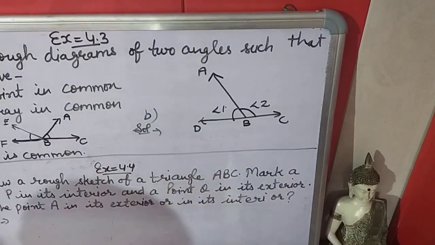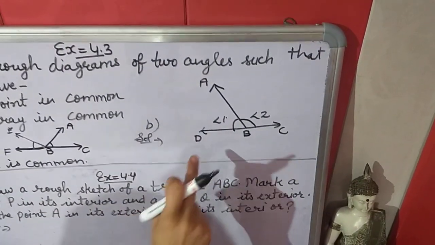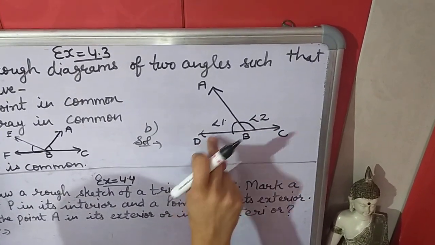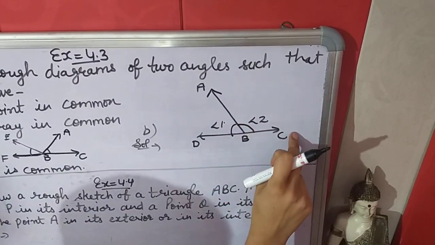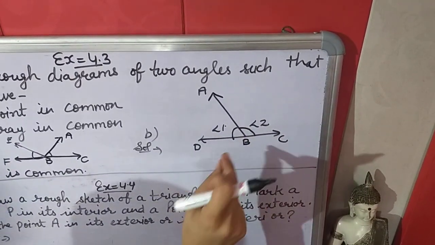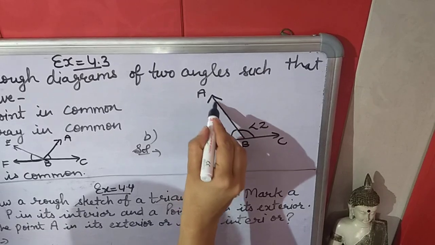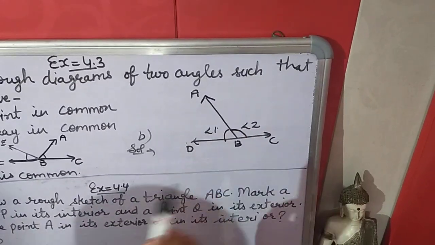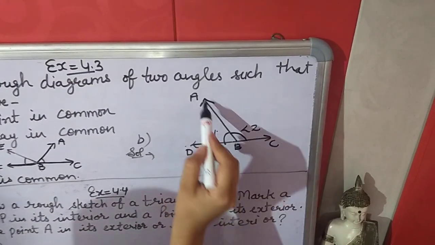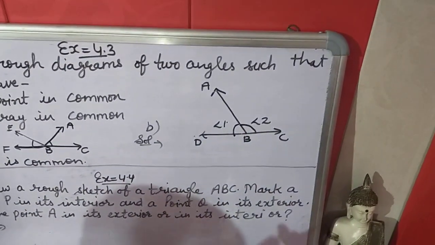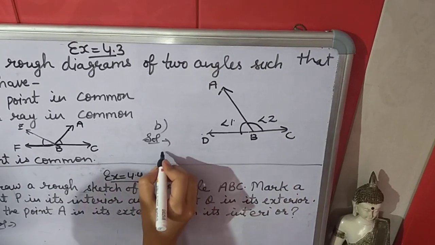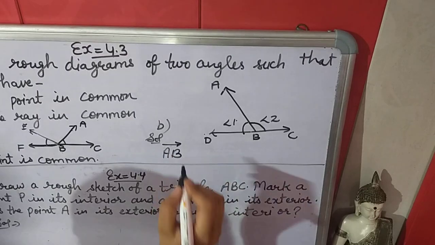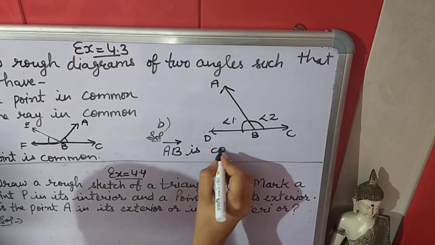Okay. Now, the first angle's name is ABD. The second angle's name is ABC. Which ray is common between these two angles? That is AB. In ABD, AB is coming. In ABC, AB is coming. So which ray is common? AB. So you will write AB ray is common.